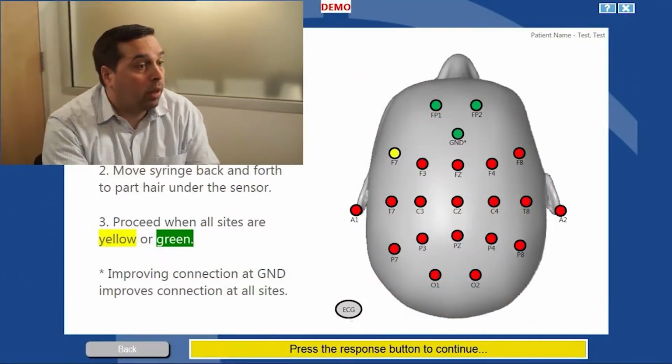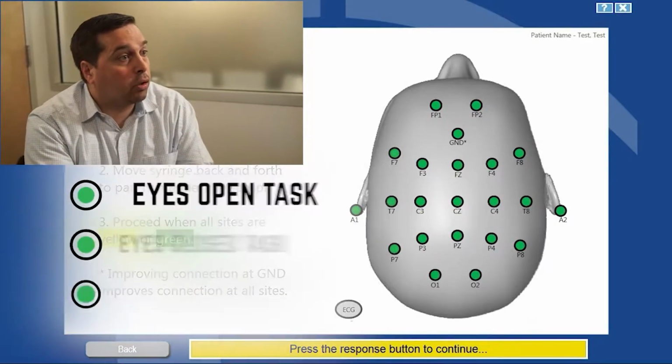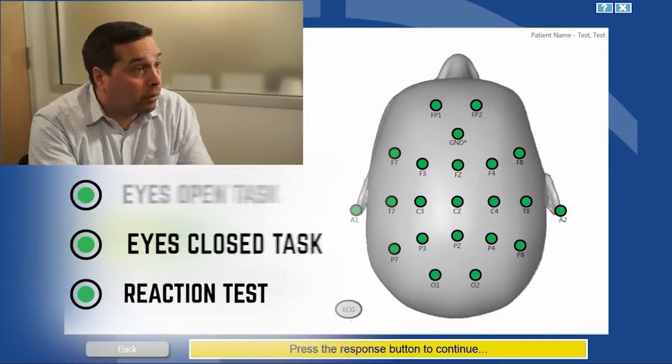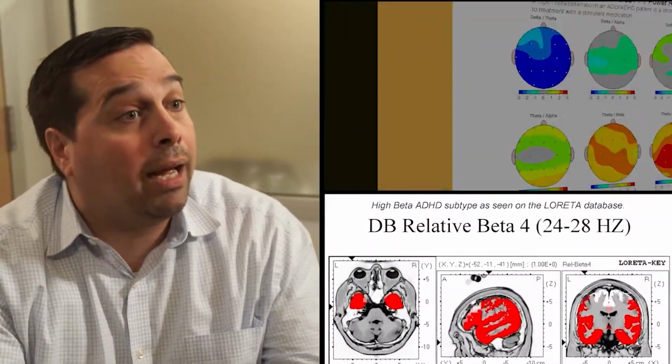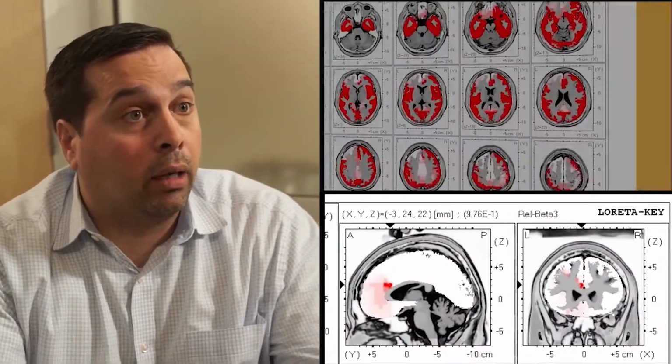Right. And then we record EEG from 19 channels. We use that data through an eyes open task, an eyes closed task, and then a reaction test. All of these tasks add up to looking at the brain from a functional perspective and collecting objective data.